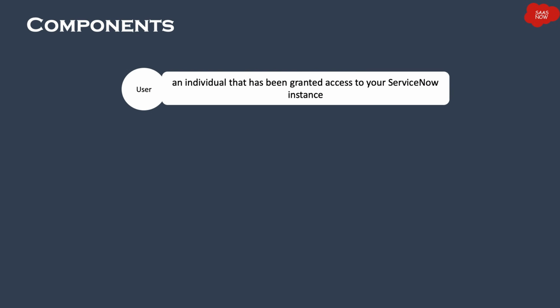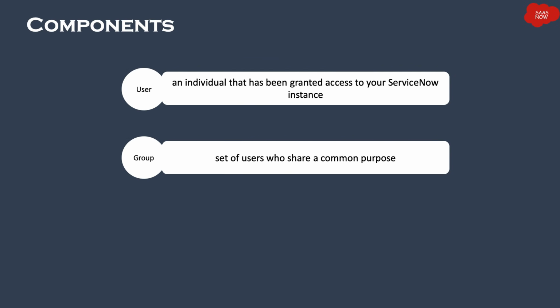Components. In order to understand how role-based access works in the platform, it is important to first understand its components. User. A user is an individual that has been granted access to your ServiceNow instance. Group. A group is a set of users who are part of the same team or may share the same responsibility.